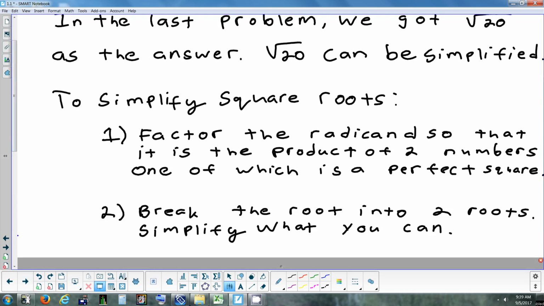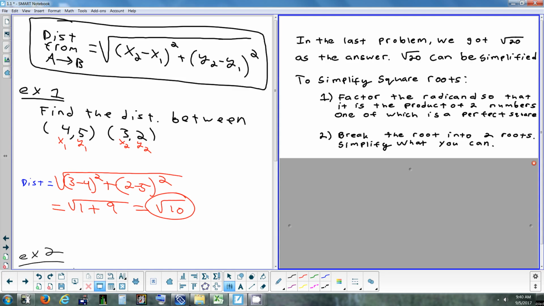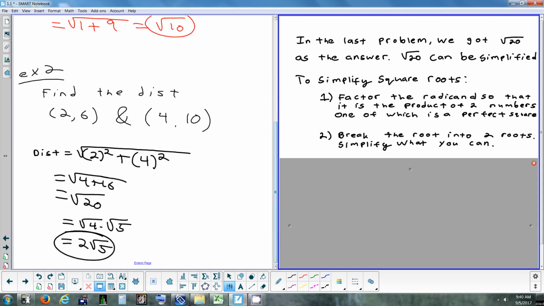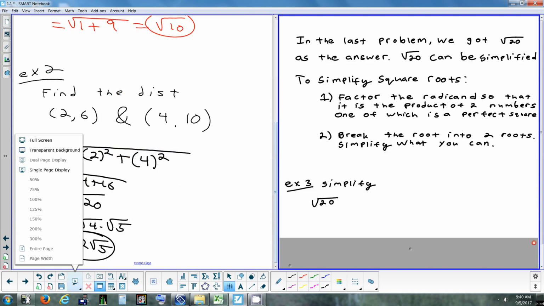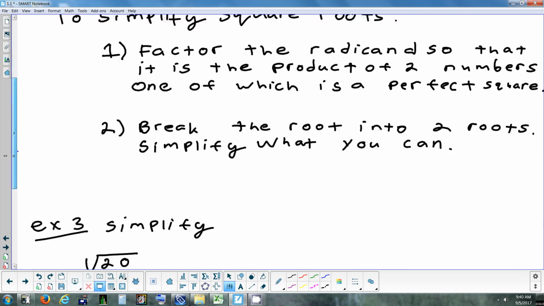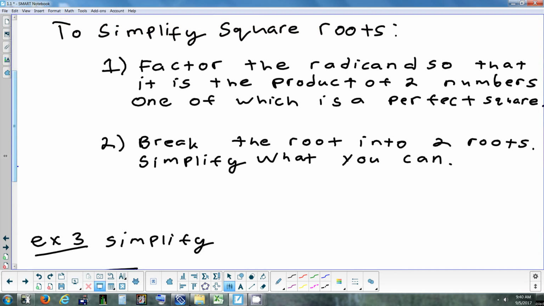Okay, so perfect squares are numbers like 4, 9, 16, 25, 36, things like that. And then once you factor it that way, you break it apart into 2 roots, like I just did. I had a square root of 4 and a square root of 5. There's my 2 roots. And then I simplified the one that I could. Square root of 4 is 2. Okay, so we don't have to do square root of 20 again. We just did that one. We'll do a different one.